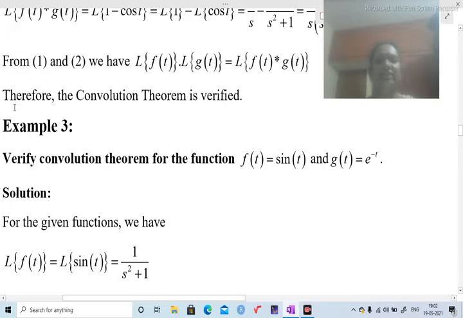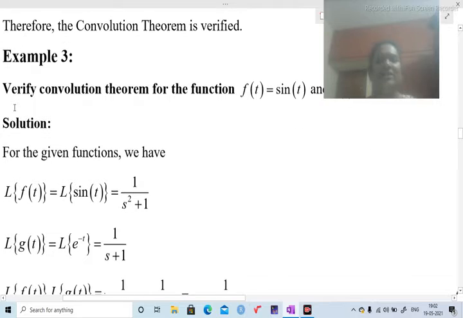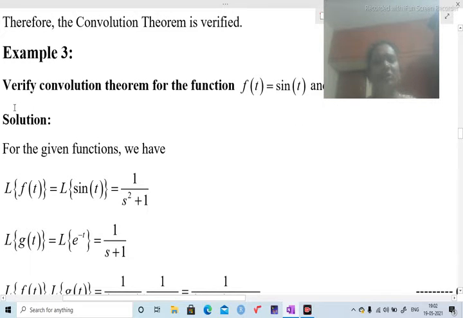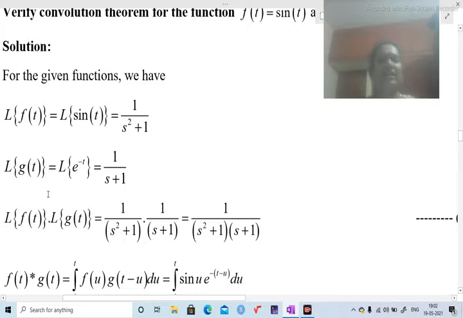Verify convolution theorem for the function f of t equal to sin t and g of t equal to e power minus t. Here also I am going to find out Laplace transform of f of t and g of t first. Laplace transform of f of t equal to L of sin t. Sin t is 1 by s square plus 1. L of g of t equal to L of e power minus t. That is 1 by s plus 1.